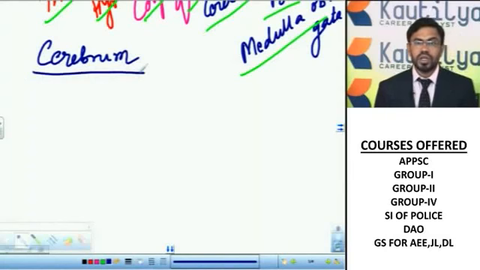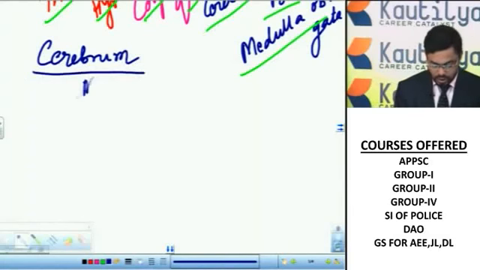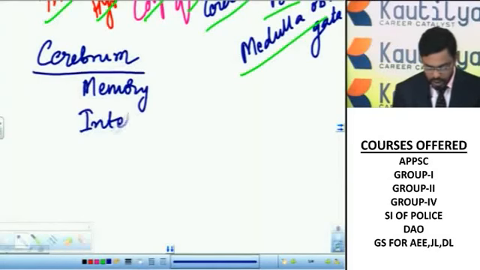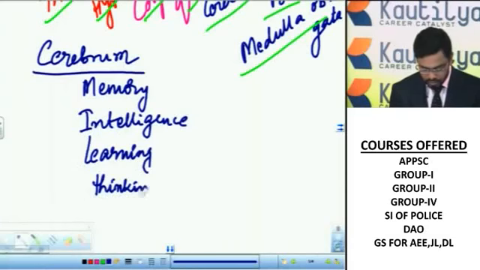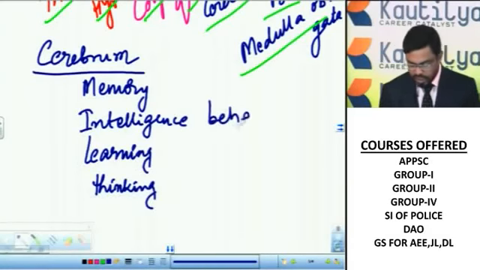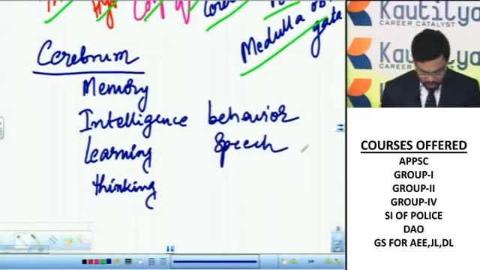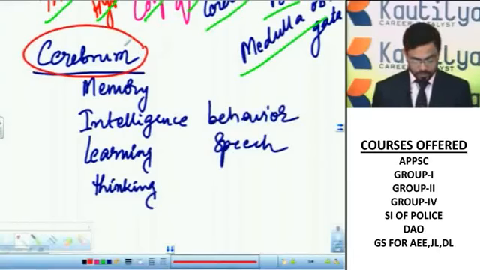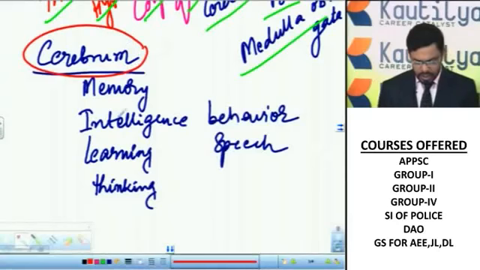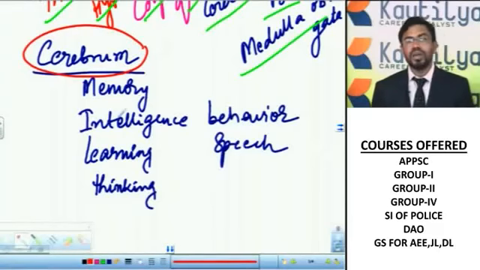It controls various voluntary actions. It contains the centers for memory, intelligence, learning, thinking, behavior and speech. So the cerebrum controls most of the voluntary actions, like memory, intelligence, learning, thinking, behavior and speech.